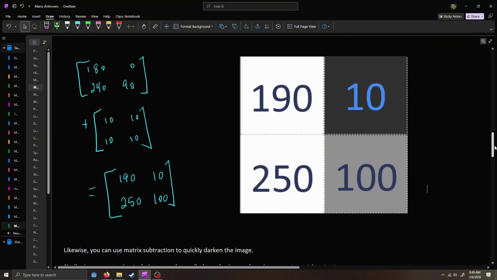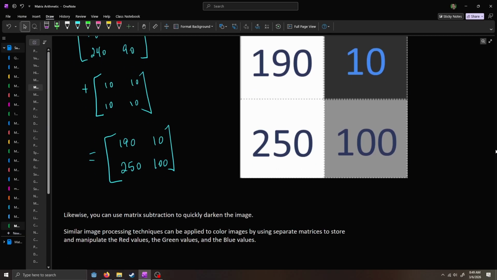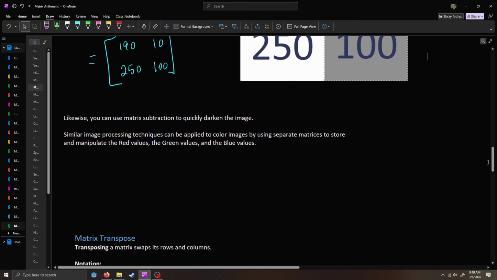So matrix addition gives us a very simple way to brighten images, and likewise matrix subtraction would give us a very simple way to darken an image. And if you don't have a black and white image, these ideas can still be used. You can, for example, use separate matrices to store and manipulate the red values of your pixels, the green values of your pixels, and the blue values of your pixels so that you can bring those values down or push them up to alter the appearance of your image.